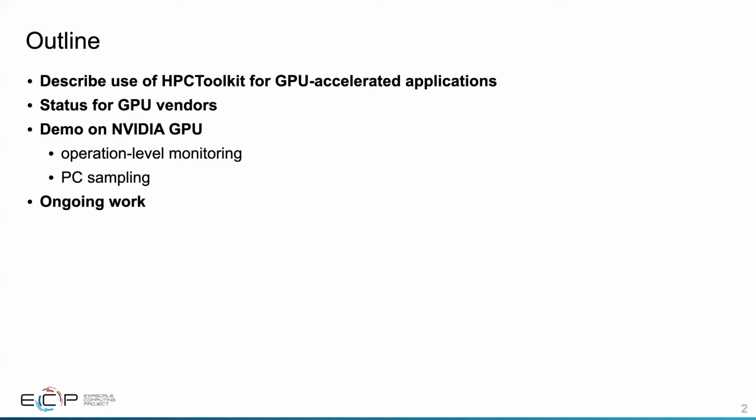And I'll give a demo of HPCToolkit measuring some data for a GPU-accelerated application on an NVIDIA GPU, using both operation level monitoring, where we're monitoring kernel launches and memory copies, things like that. And then the second demo will monitor using PC sampling, which is a unique capability on NVIDIA GPUs. And I'll conclude by talking about the status of our ongoing work.